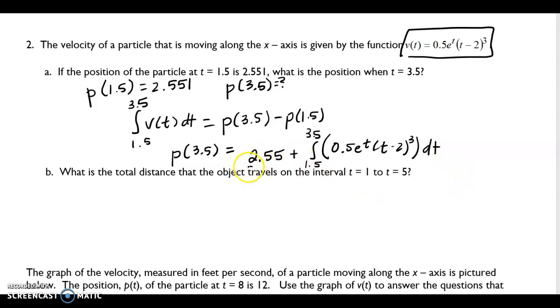Make sure that 2.55 is out in front of your integral, not afterwards. Otherwise, you might accidentally type it inside your integral. So if you calculate that, you should get 18.470.